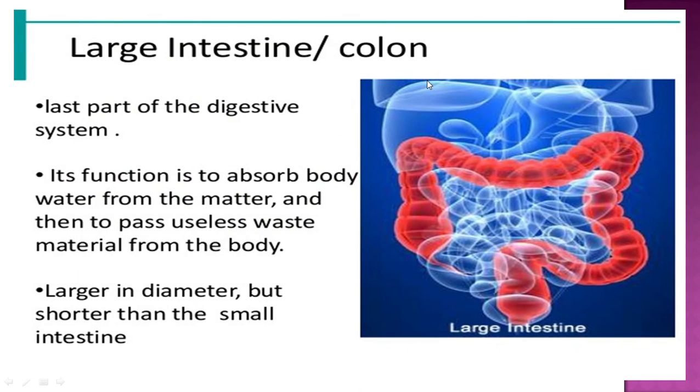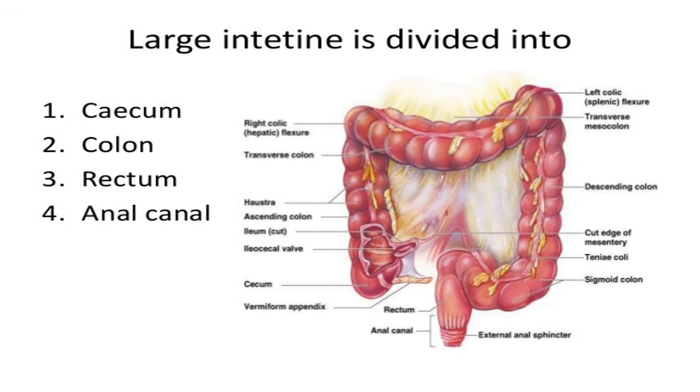Next slide. Large intestine or colon. The last part of the digestive system, its function is to absorb water from the matter and then pass the useless waste material out of the body. Larger in diameter but shorter than the small intestine. The large intestine is divided into caecum, colon, rectum, and anal canal.